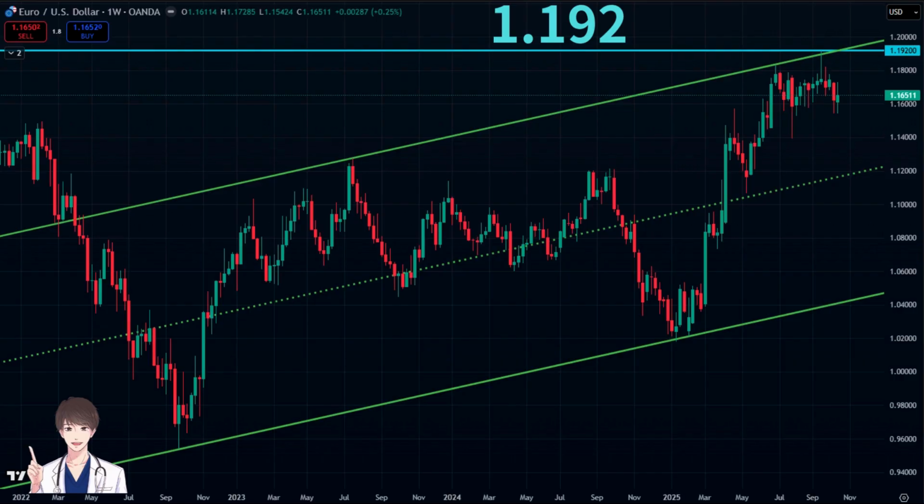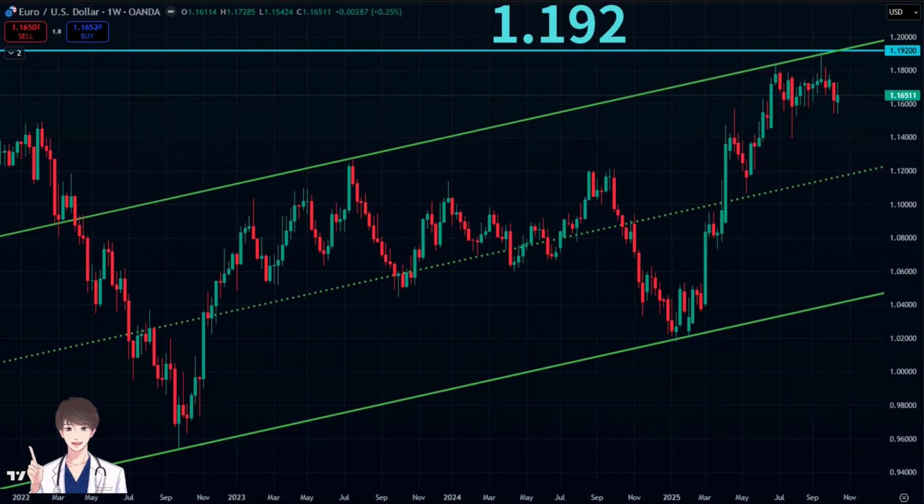channel and head toward the 1.22 to 1.25 zone, the area we've marked as a key target on the monthly chart. For a detailed explanation of that monthly zone, you can check the monthly chart overview video linked above.